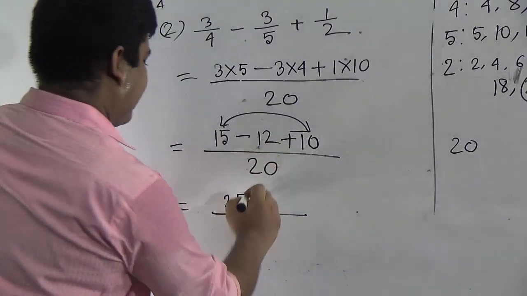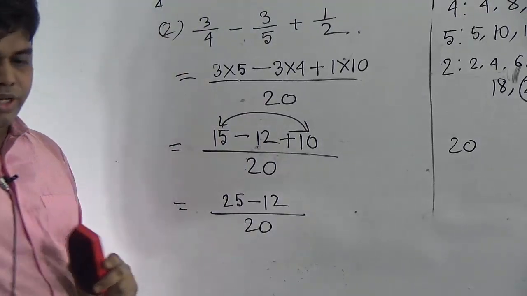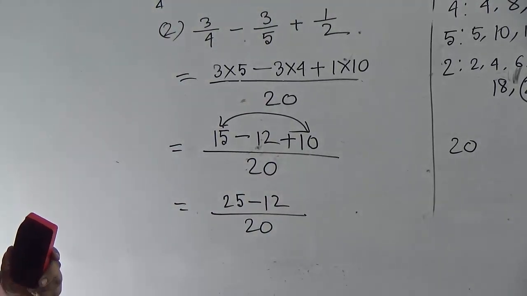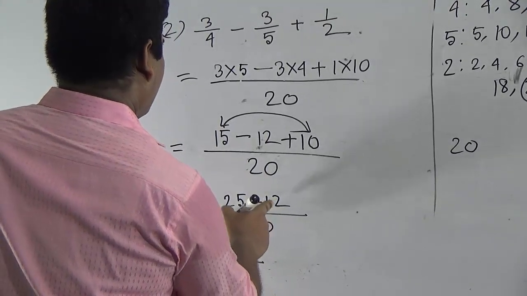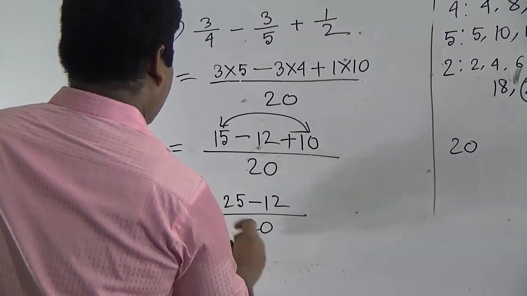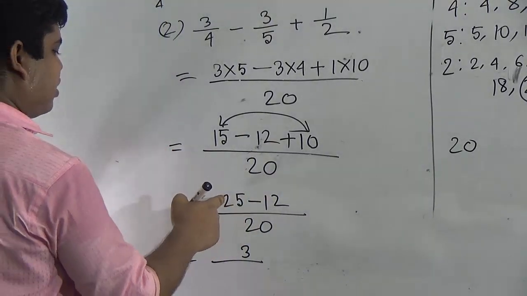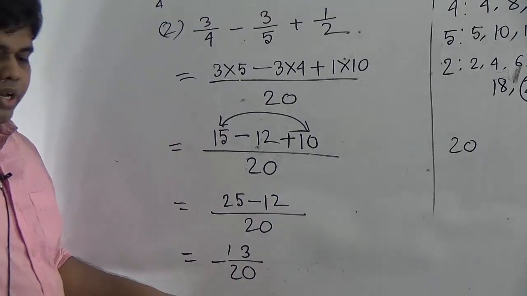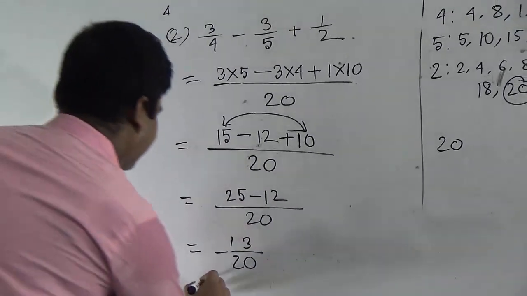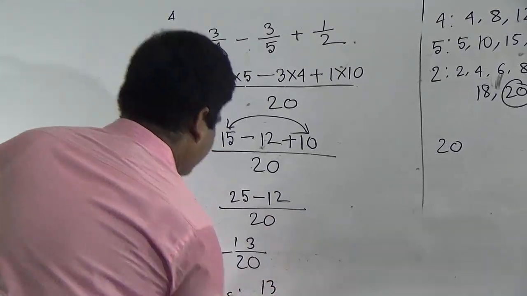Next, minus 12 is left. So we write 25 minus 12 divided by 20. Okay, my dear students. Now we subtract. That means if we subtract 2 from 5, then we get 3. If we subtract 1 from 2, then we get 1, divided by 20. So 13 by 20 is the required answer. And the answer is 13 by 20.